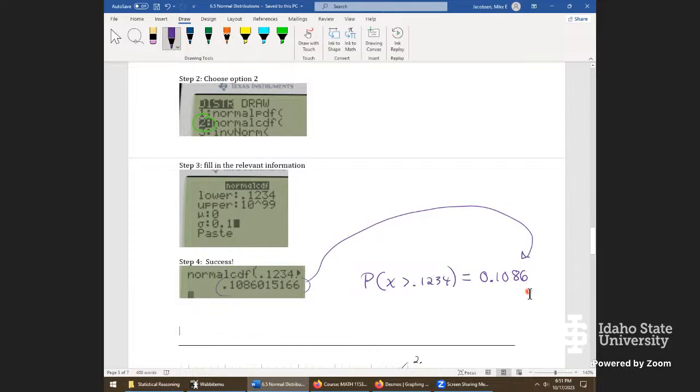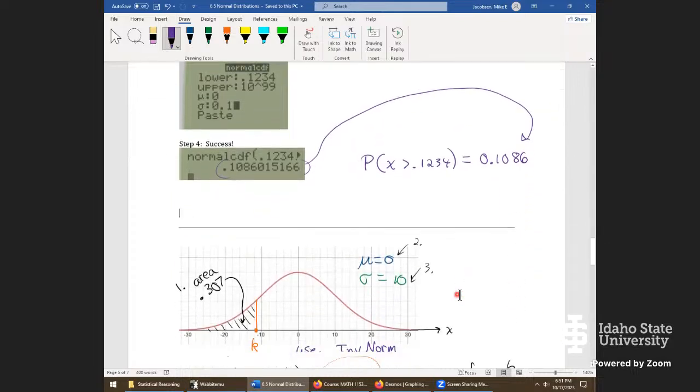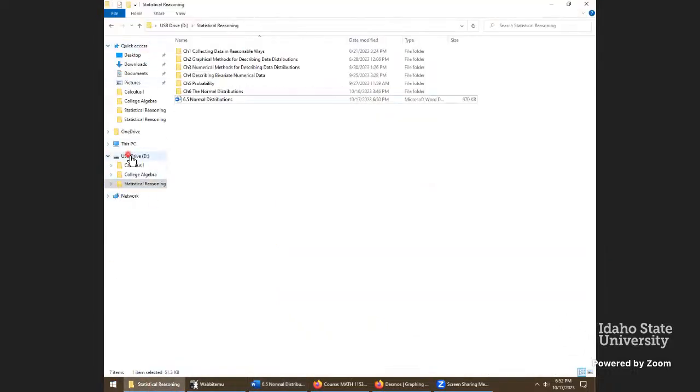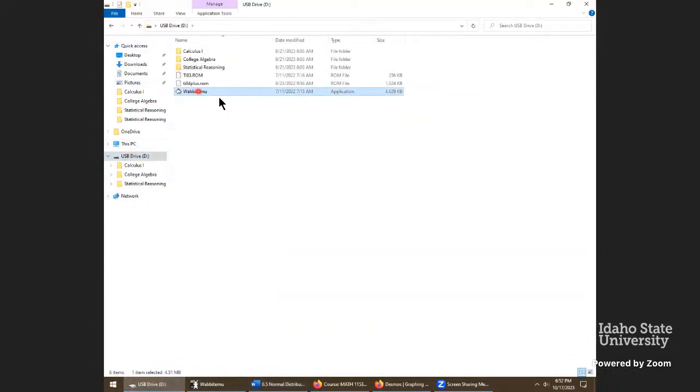Yeah. Awesome. Do I do the same thing for the inverse norm if it does that? Yeah, it would be the same kind of thing. You'll have to give it the area first, a comma, then this one, and then that one. Okay.